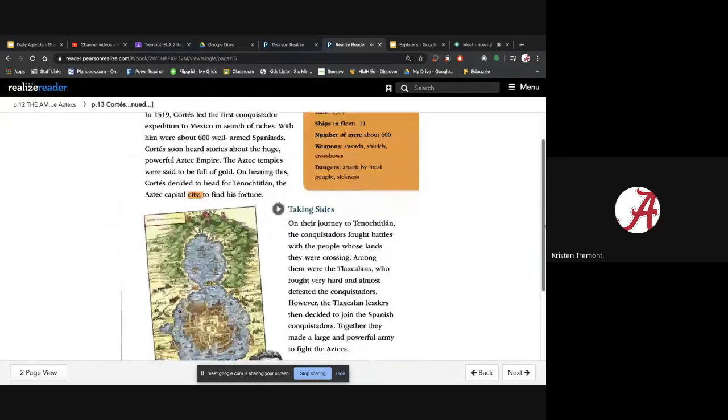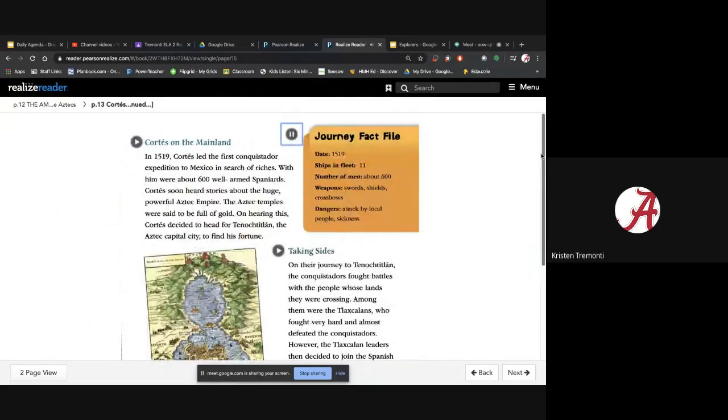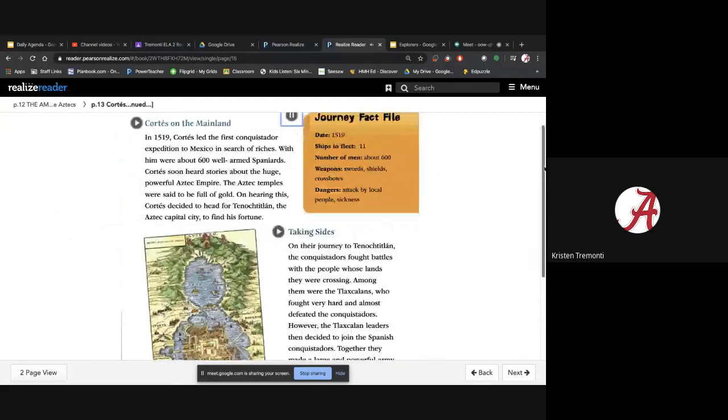Journey Fact File. Date: 1519. Ships in fleet: 11. Number of men: about 600. Weapons: swords, shields, crossbows. Dangers: attack by local people, sickness.